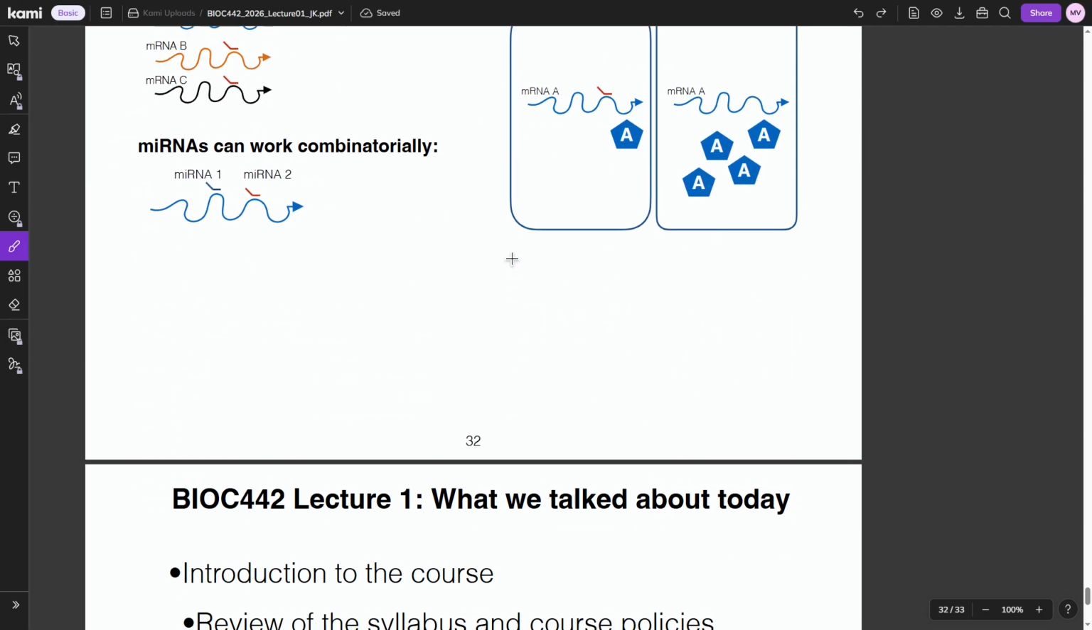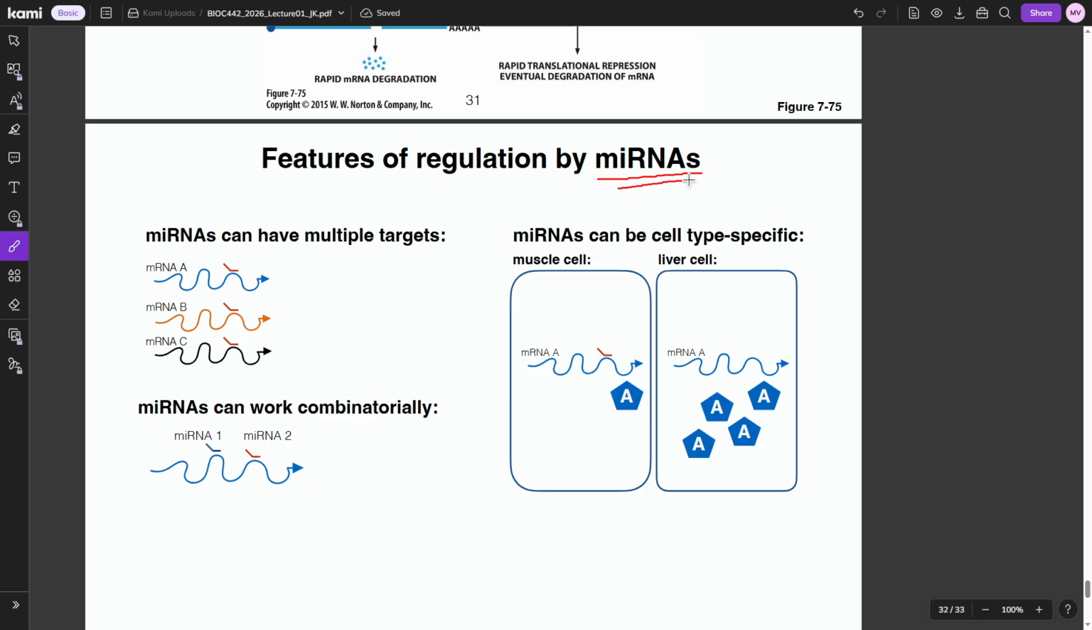So, here's a couple things to keep in mind about microRNAs. MicroRNAs can have multiple targets. So one microRNA can bind to many different mRNAs. You can also have multiple microRNAs bind to one mRNA. No one says that you can't bind multiple microRNAs to one mRNA. And also, microRNAs can be cell type specific. So maybe there's a microRNA in a muscle cell that's not in a liver cell.